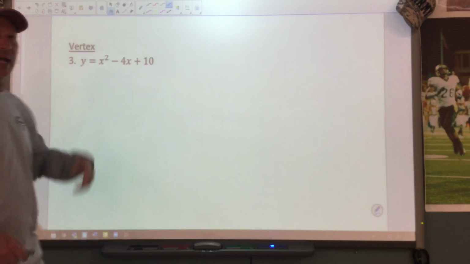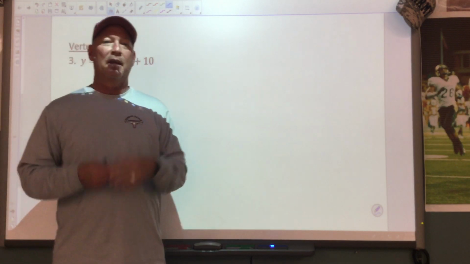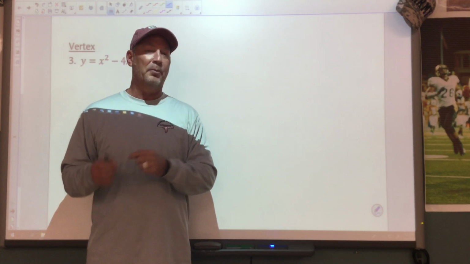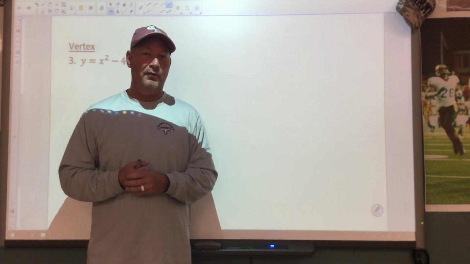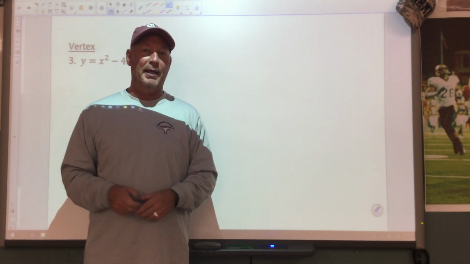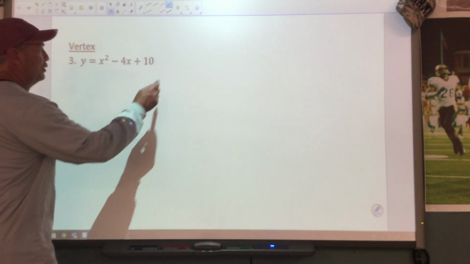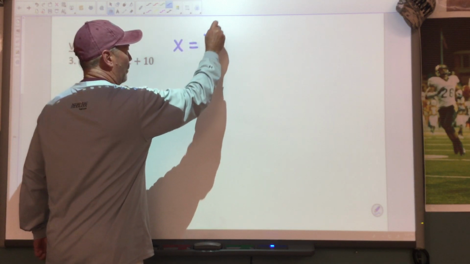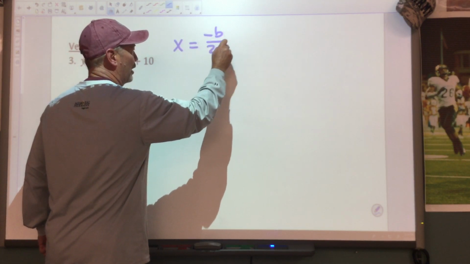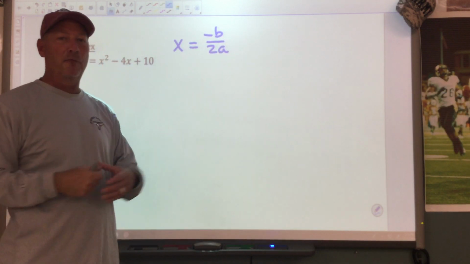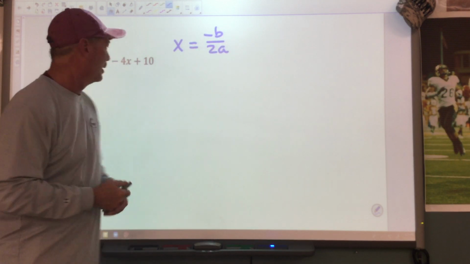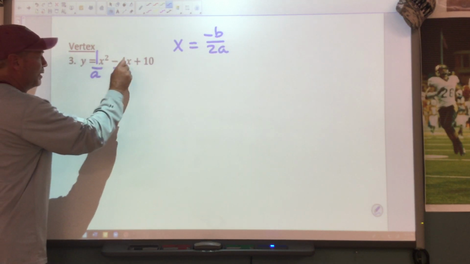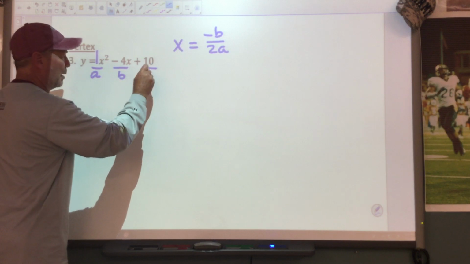This problem, they're going to ask you to find the vertex. Now I'm going to show you how to find the vertex by hand. In a couple of problems, I'm going to show you how you can use the calculator to find the vertex. But right now, let's do it by hand. Okay? So we're going to use that same formula of x equals the opposite of b over 2 times a. We're going to use that same formula we just got through using. There's an invisible 1. This is my a. This is my b. This is my c.